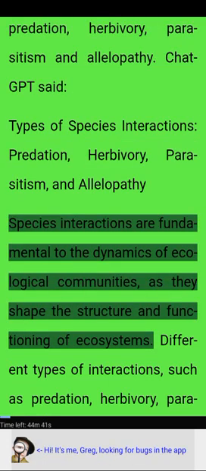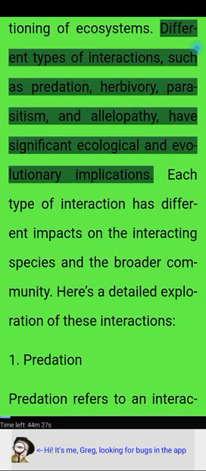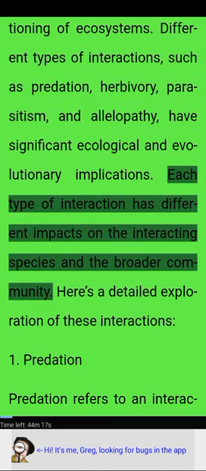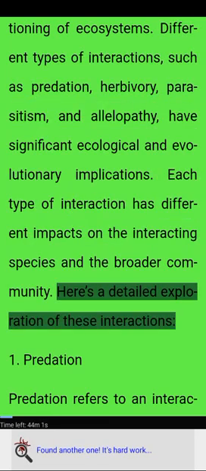Species interactions are fundamental to the dynamics of ecological communities, as they shape the structure and functioning of ecosystems. Different types of interactions, such as predation, herbivory, parasitism, and allelopathy, have significant ecological and evolutionary implications. Each type of interaction has different impacts on the interacting species and the broader community. Here's a detailed exploration of these interactions.